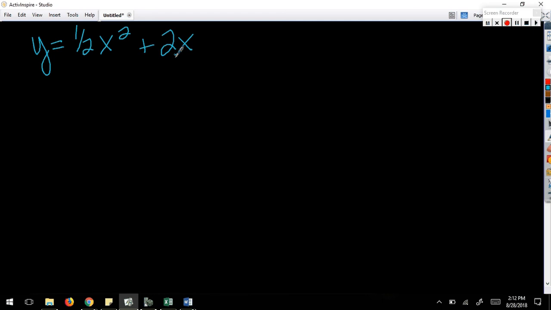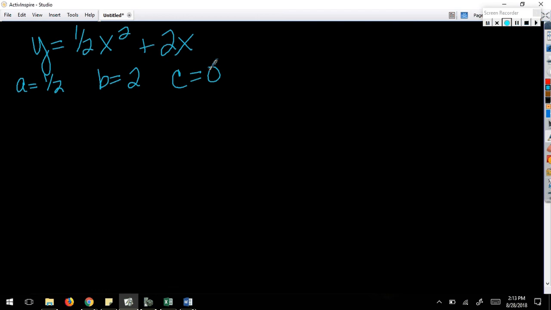What do I do first? A, B, and C. What is A? Half. What does that tell me, by the way? It's going to be a wide opening up graph. How about B? 2. How about C? 0. Ooh, what's that tell me? The y-intercept is 0. It's going to cross the y-axis at 0.